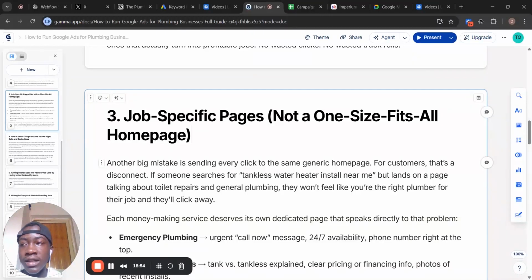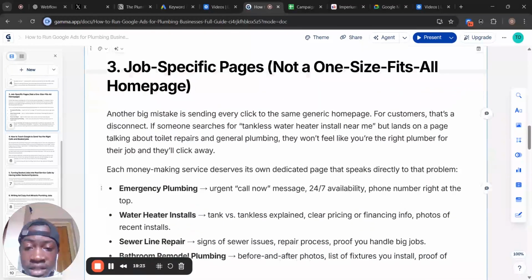When there is incongruency, people land, and they see that the words on your landing page don't actually match what they searched and what they saw on your ad. They're going to click off right there, and that click is going to be wasted. So the big mistake is sending every click to the generic homepage. For customers, that's a disconnect. If someone searches for tankless water heater install near me, but lands on a page talking about toilet repairs and general plumbing, they won't feel like you're the right plumber for the job, and they will click away.